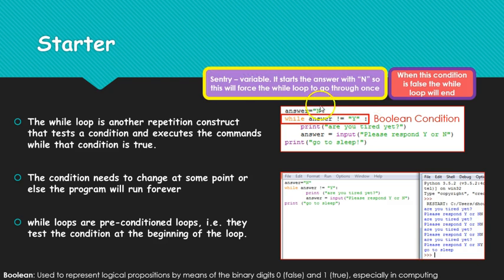Now, there is something called a sentry variable. You won't be questioned about this in your exam, but just be aware of it. It's a variable that is declared before the while loop, so the loop can start. It will force the loop to go through at least once. We call that a sentry variable.